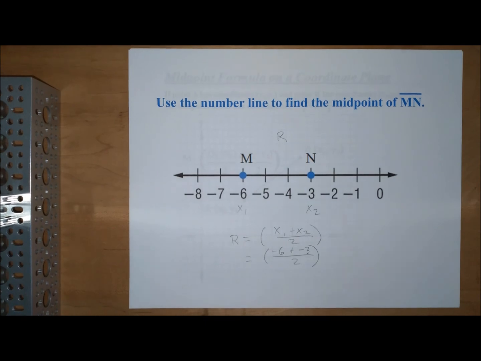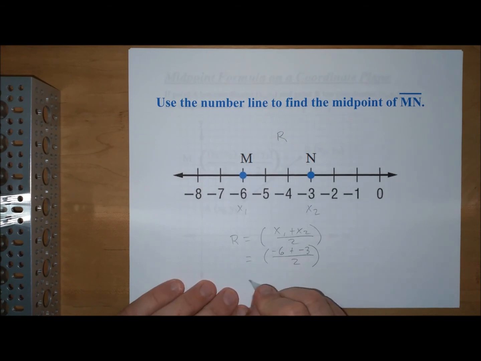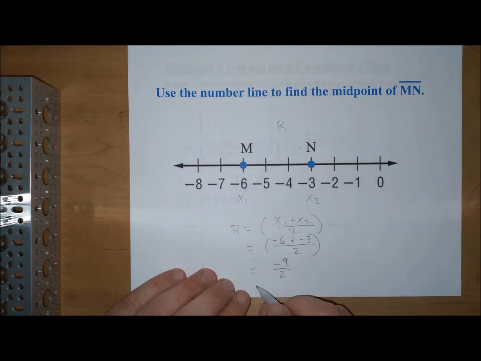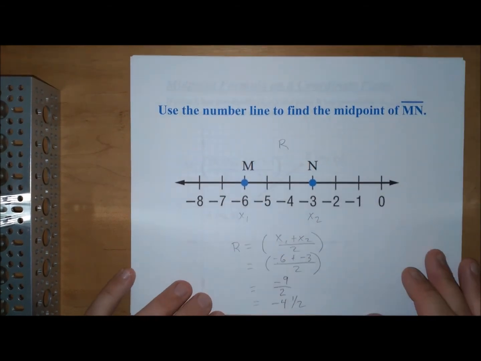This time both of our coordinates are negative. It's going to work whether both coordinates are negative, both are positive, or one's negative and one's positive. It doesn't matter. You're still looking for the average of the two to find the point that's halfway between them. So negative 6 plus negative 3 gives me negative 9. So this is negative 9 over 2. Hopefully you can simplify that and recognize that it is negative 4 1/2, which is easier to mark on a number line as a mixed number.